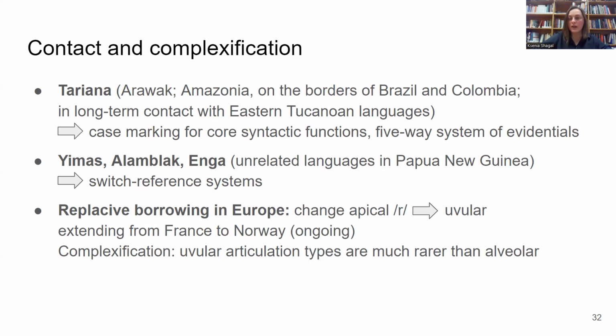Sometimes also replacement borrowing, where a more inherently complex feature develops or is borrowed into a language, is possible. So it's the case of borrowing in Europe, where the apical r turned into an uvular r. This is something extending from France to Norway, where according to Trudgill, the change is still ongoing, depending on different dialects. So it can also be seen as complexification, because uvular articulation types are much rarer than alveolar, so apical. That means that there is some inherent complexity going on.